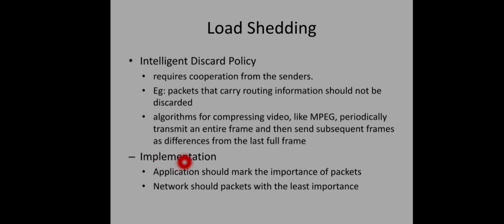Now how to implement this policy? The sender application marks the importance of the packet. There can be a header field to indicate the importance of every packet, maybe some number. Based on this, the network will analyze the corresponding header part to find out the importance of the packet, and the least important one should be discarded. So this is all about load shedding. Thank you.